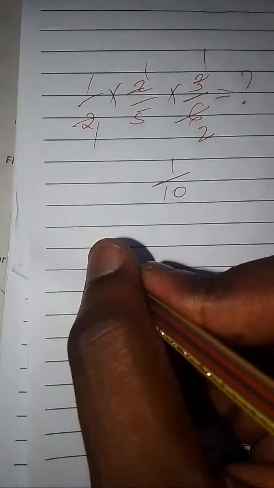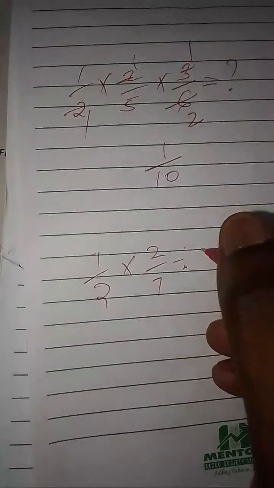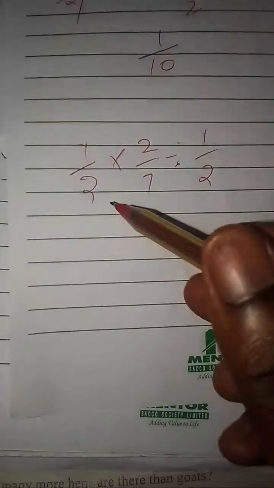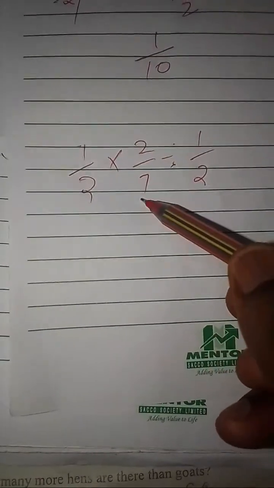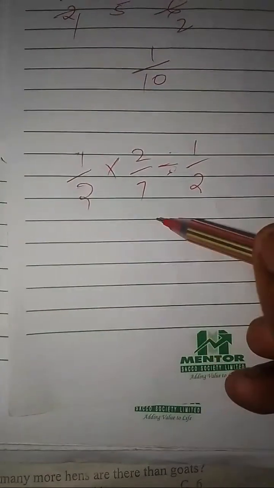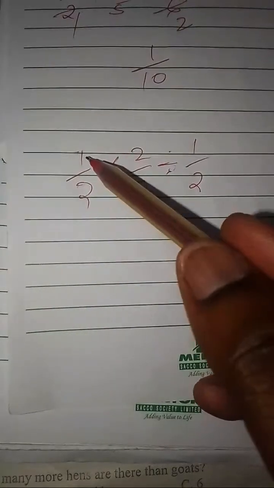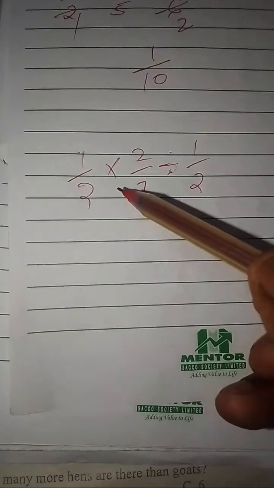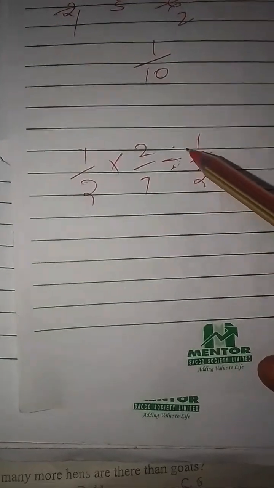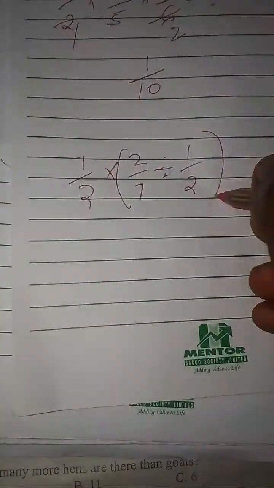And again, you can be asked a half multiplied by 2 over 7 divided by a half. So in this case, you're not going to work it directly, like multiplying a half times 2 over 7, but you're going to work out the BODMAS first. You pick 2 over 7 divided by a half. So we're going to work out this one first.